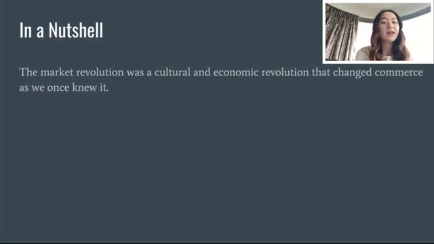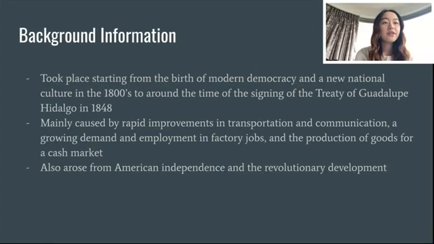In a nutshell, the market revolution was a cultural and economic revolution that changed commerce, aka the marketplace, as we knew it. The specific start date of the market revolution remains up for debate, but for our purposes, we're going to side with those who say that the market revolution generally started in the early 1800s, with this revolution having been mainly triggered by rapid improvements in transportation and communication, a growing demand and employment in factory jobs, and the production of goods for a cash market.